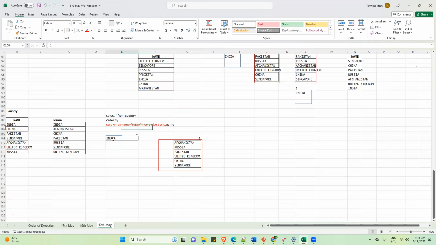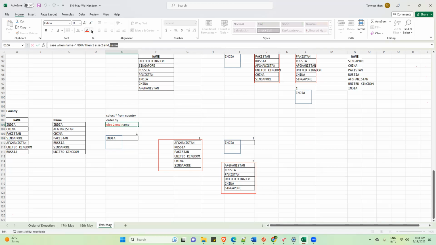So bucket number 1 will be on the top. Then you will get bucket number 2. So far clear? We have already discussed this, right? Yes. This is clear. Then you have given comma and name. This I want to explain actually. The meaning of this comma name is you are telling the SQL engine that SQL, now please go within each bucket and sort the data in ascending order.